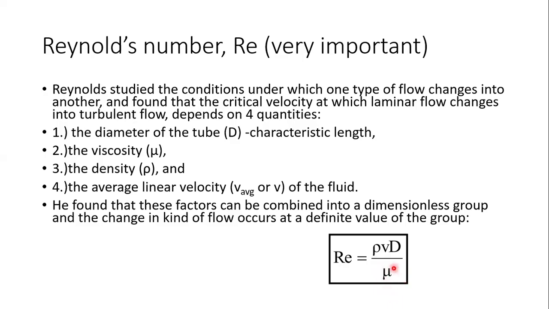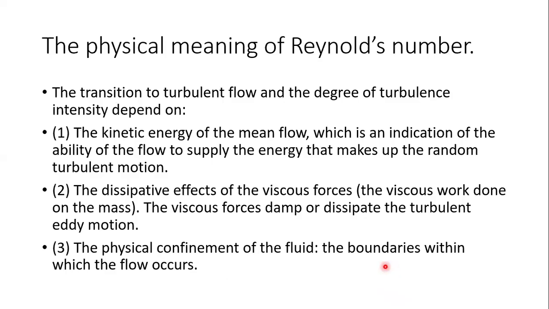What this says is that a larger viscosity is going to reduce the amount of turbulence you can get, right? So the dissipative effect of viscous forces means that the viscous forces are going to reduce the Reynolds number, and are going to damp or dissipate the turbulence or eddy motion. So if the system has a higher viscosity, the amount of turbulence it will have is going to be lower than a system that has a lower viscosity.